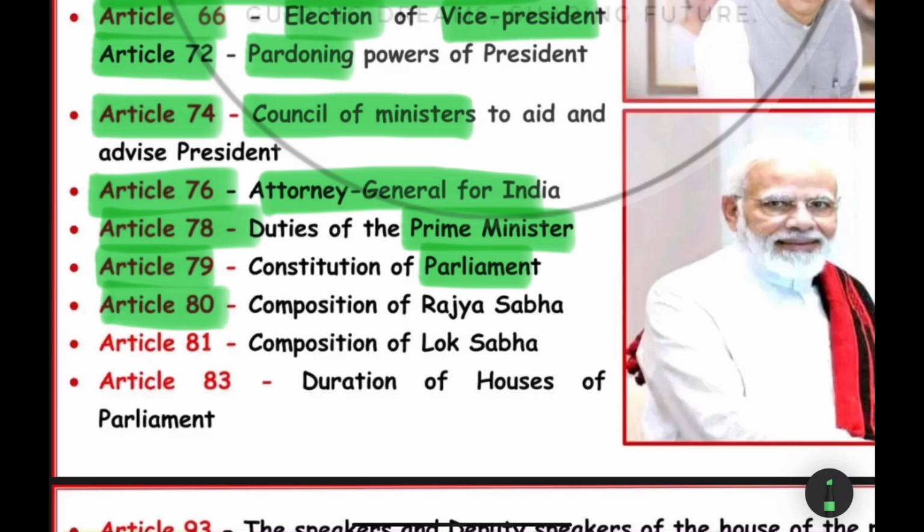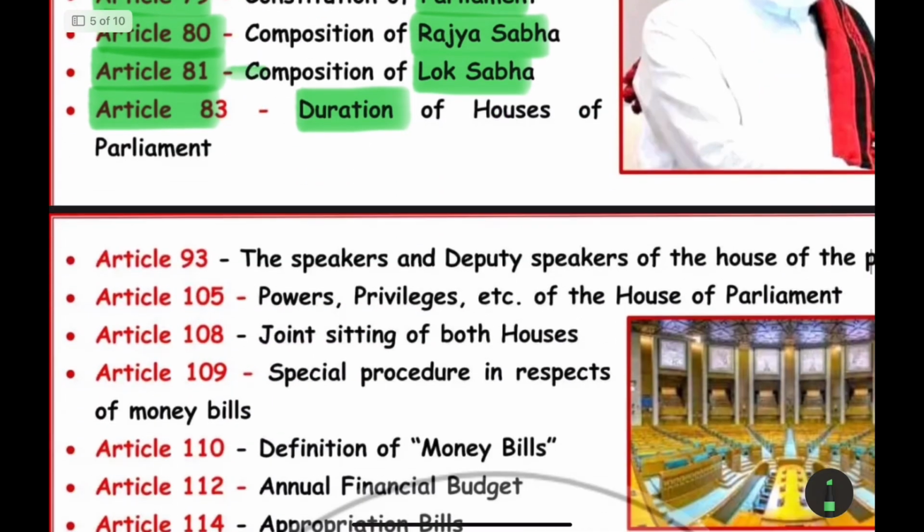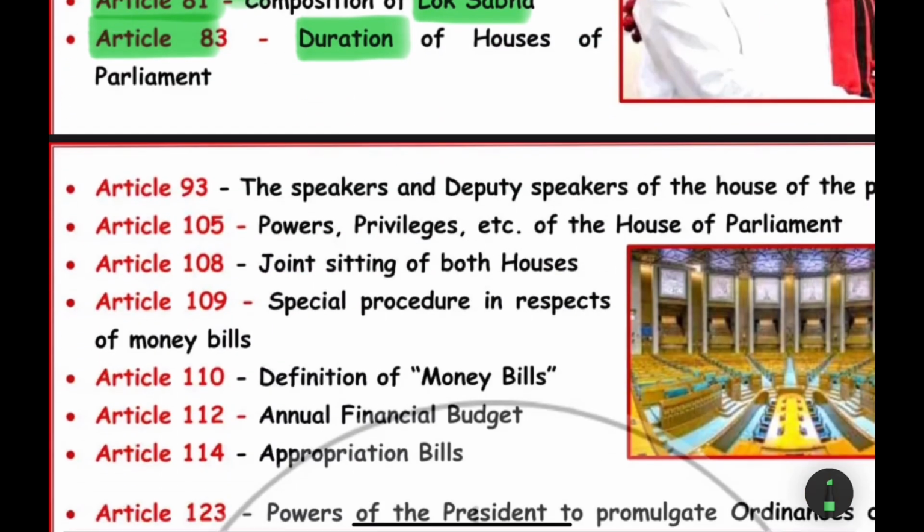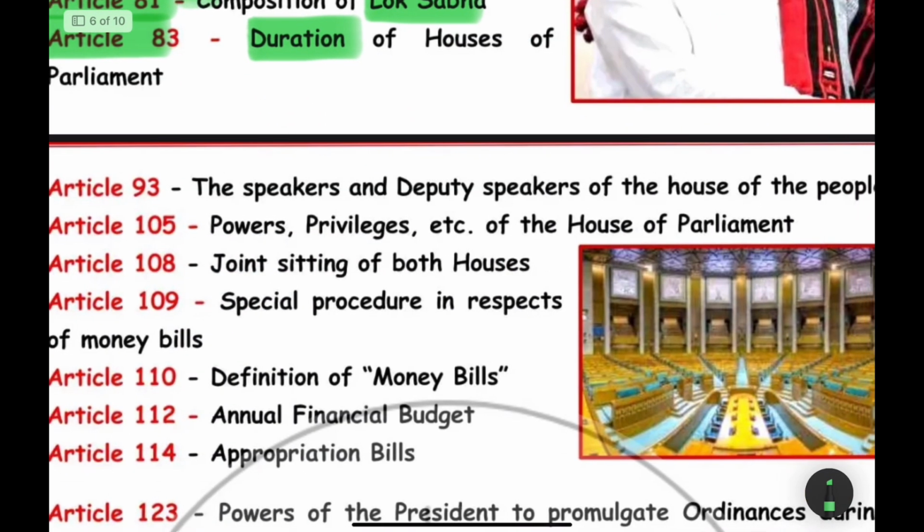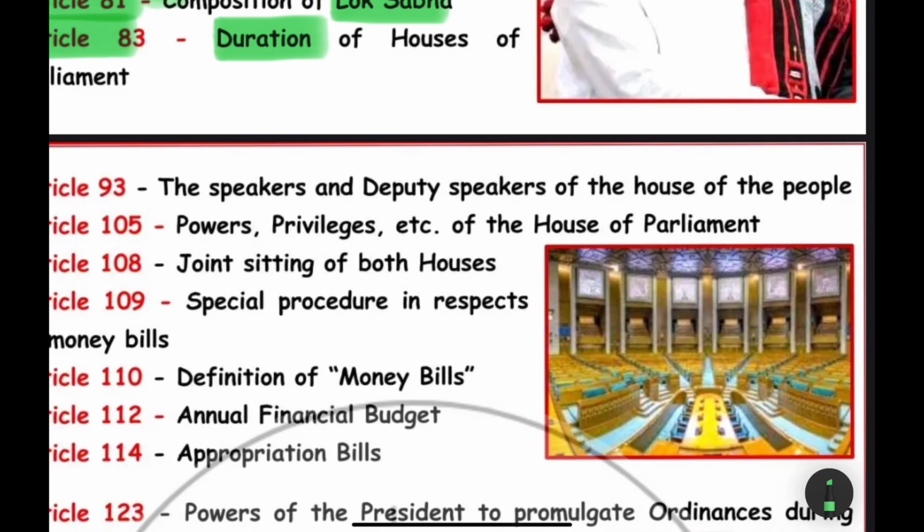Article 80 tells about the composition of the Rajya Sabha. Article 81 tells about the composition of the Lok Sabha. Then Article 89 tells about the duration of the houses of the Parliament. Next, Article 93. What is Article 93? It tells about the Speaker and Deputy Speaker of the House of the People.